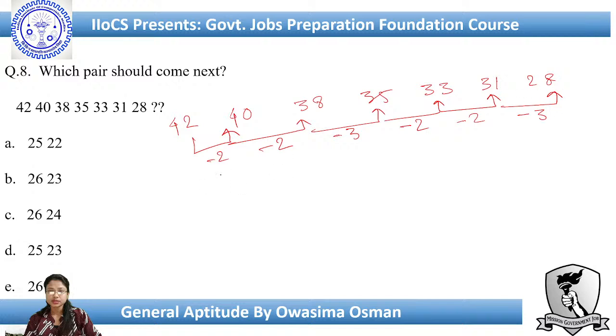So the pattern is that every digit is minus 2, then the next digit is minus 3, then again minus 2 and minus 3. So this is the pattern. Our next digit will be minus 2. So our answer will be 28 minus 2, which is 26, and 26 minus 2, which is 24. So our answer will be option C.